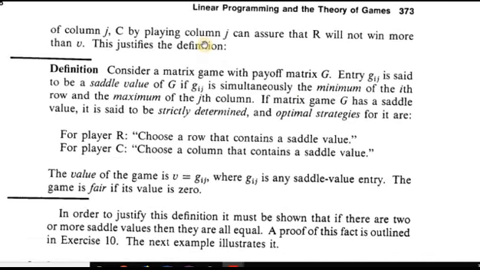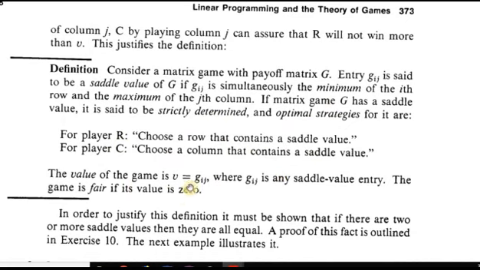All right. So to summarize, let's follow this definition. Consider a matrix game with payoff matrix G. Entry Gij is said to be the saddle value if Gij is simultaneously the minimum of the ith row and the maximum of the jth column. If the matrix G has a saddle value, it's said to be strictly determined. The optimal strategies are: for player R, choose the row that has a saddle value, and for player C, choose a column that has a saddle value. The payoff will be the saddle value entry.